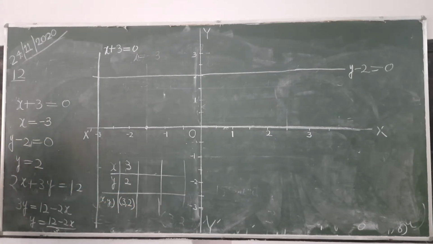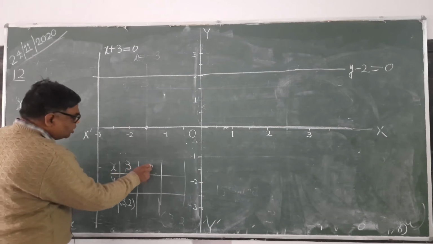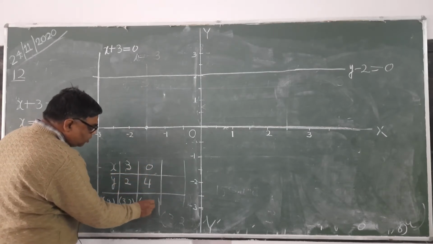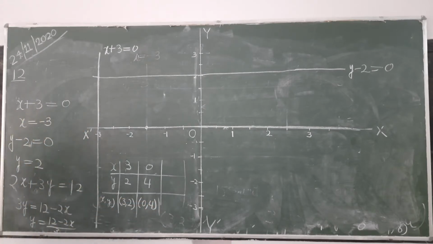Now see here, if you take x equals to 0, 2 into 0, 0. 12 minus 0, 12. 3y equals to 12, so y equals to 4. So 0 and this is 4. So this is 0 comma 4. It is clear.